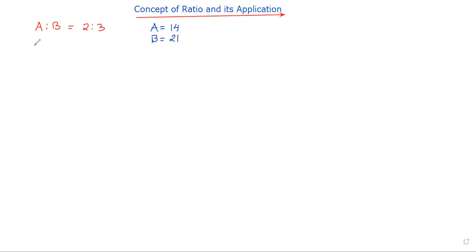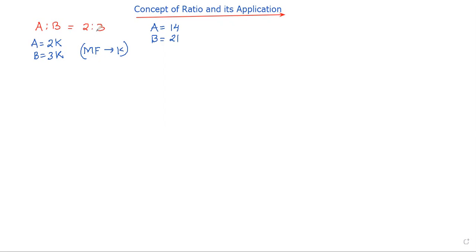Now, in this case, what can we take? We can take a common ratio multiplying factor and we can get their value. Like I can write A is equal to 2 into K and B is equal to 3 into K, where K is a multiplying factor. And K may be anything. But for a specific reason, K is an integer.